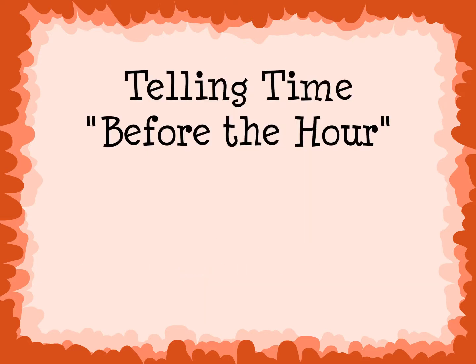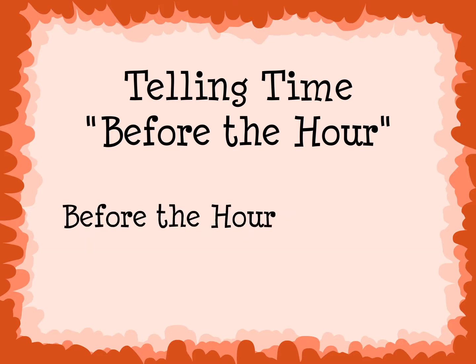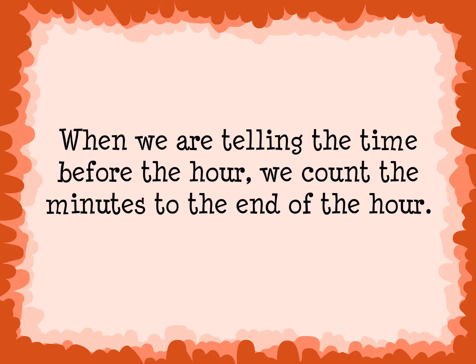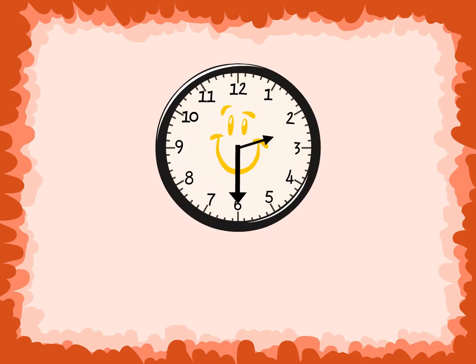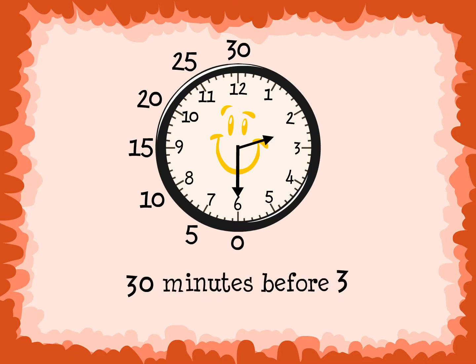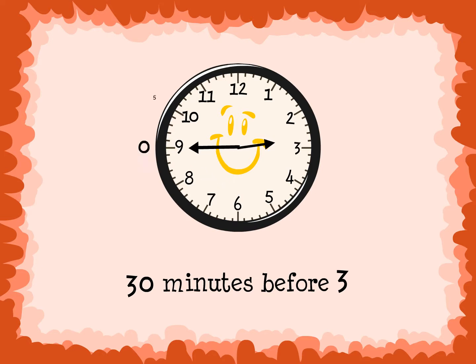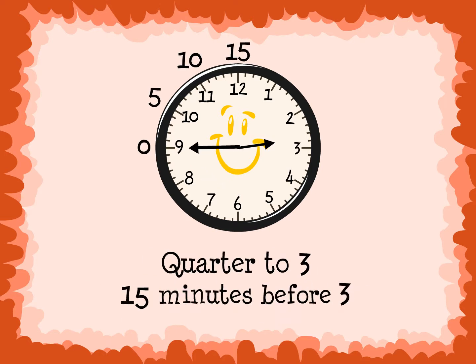Telling time before the hour. To tell time before the hour, we can use before the hour or to the hour. When we are telling the time before the hour, we count the minutes to the end of the hour. We start from the minute hand and skip count by fives to the 12 or the end of the hour. If the minute hand is on the 6, we say 30 minutes before. If the minute hand is on the 9, we say quarter to or 15 minutes before.